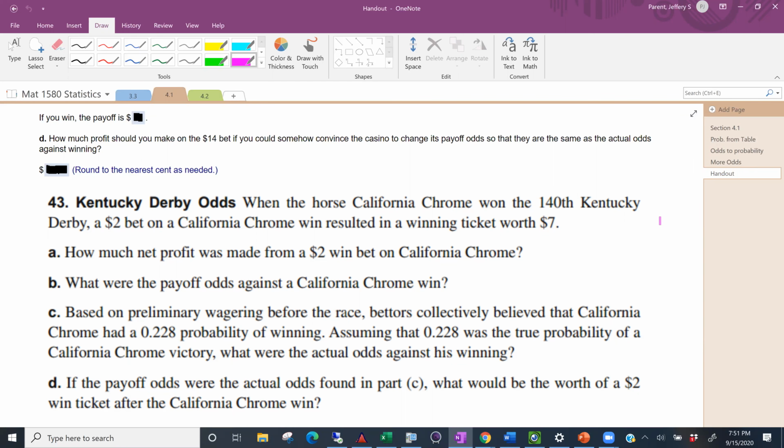Cool. So what were the payoff odds against California Chrome to win? What were those payoff odds? 5-2. Yeah. You have $5 for every $2 that were bet. So 5-2. Those are the payoff odds against him winning.